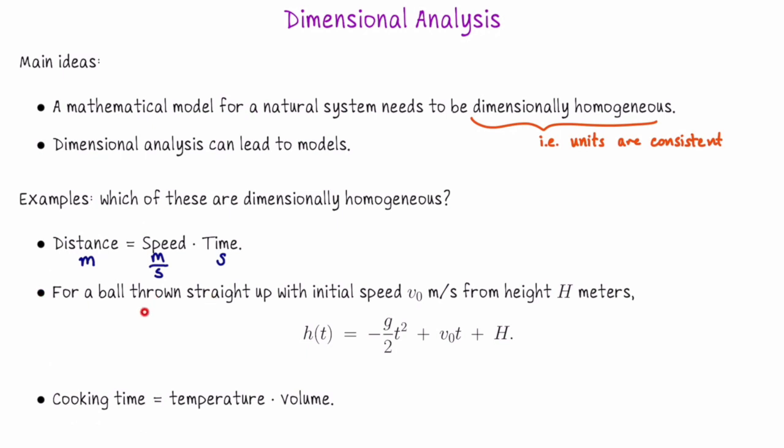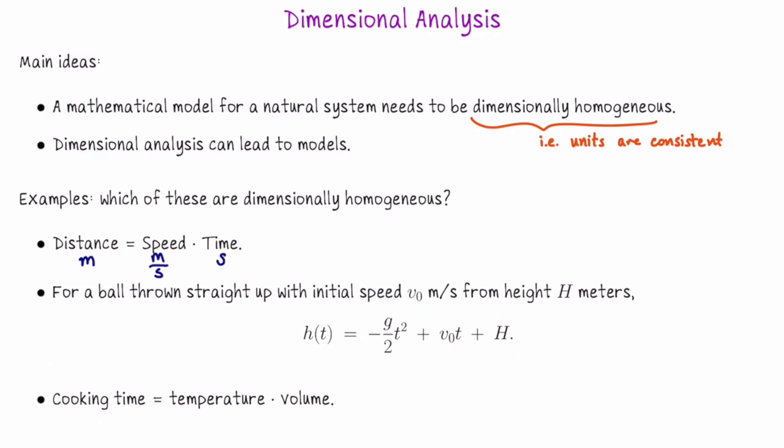Okay, imagine you take a ball and you throw it straight up. You give it an initial speed of v0 meters per second, and you're throwing it from height h meters. We have this well-known parabola degree 2 equation for the height over time of this ball. So h of t is the height at time t. When you plug in 0, you get that initial height of h. This is a well-known famous equation. Let's make sure that it's dimensionally homogeneous.